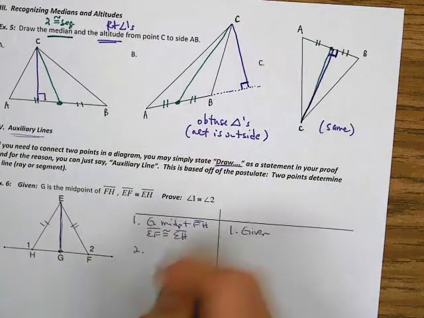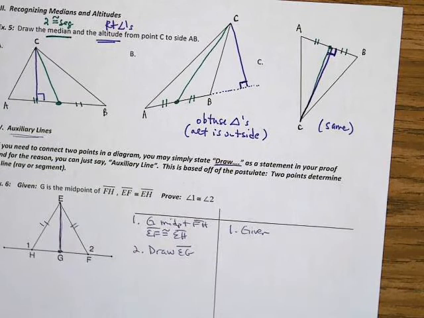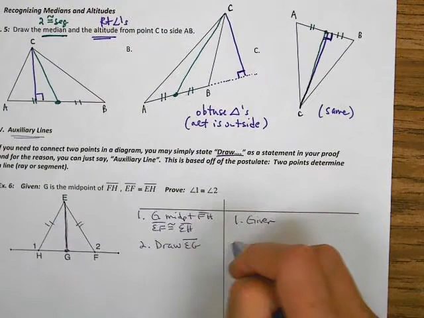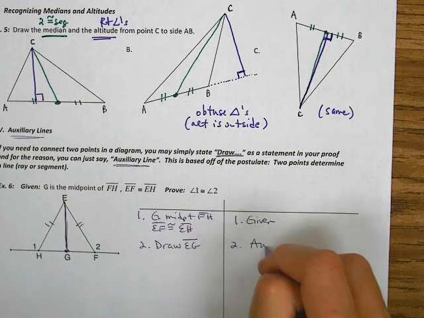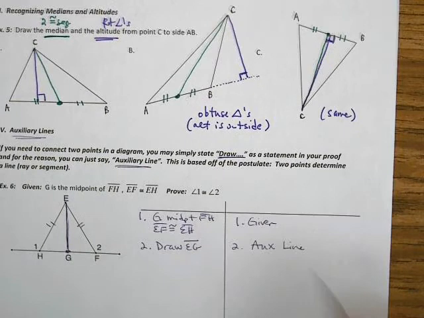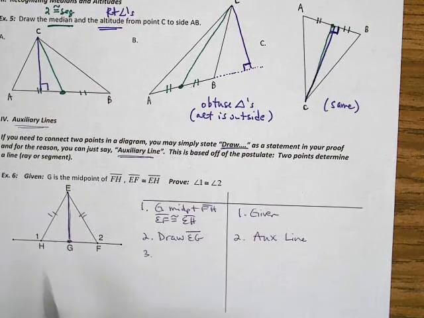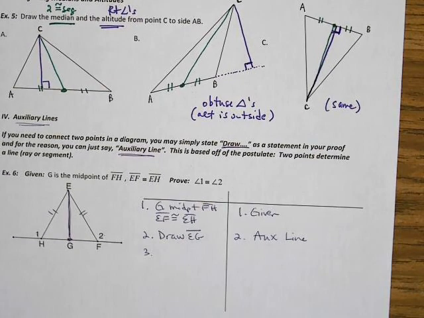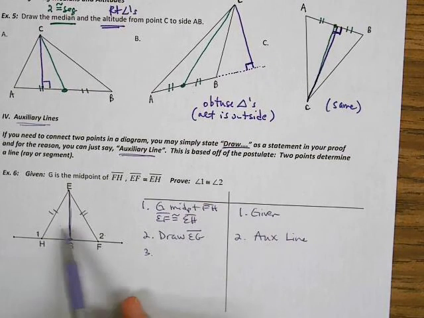We're going to use this draw EG. So I'm drawing the segment in the diagram, and all I put for my reason here is just auxiliary line, and you can even abbreviate it. So now that's in my diagram. I'm trying to prove angle 1 congruent to angle 2. I think this has something to do with congruent triangles, right? Because I see two triangles that look a lot the same.